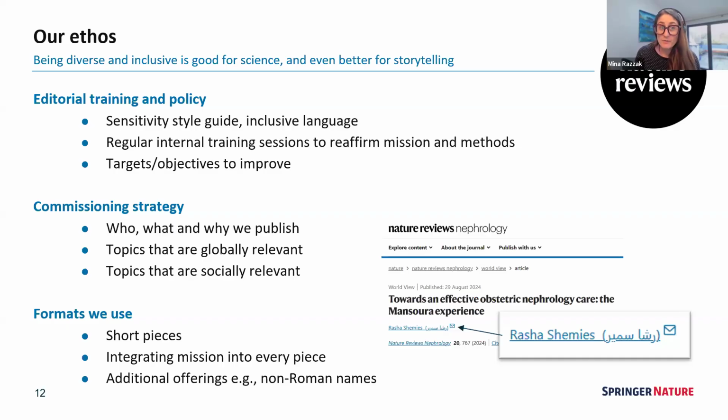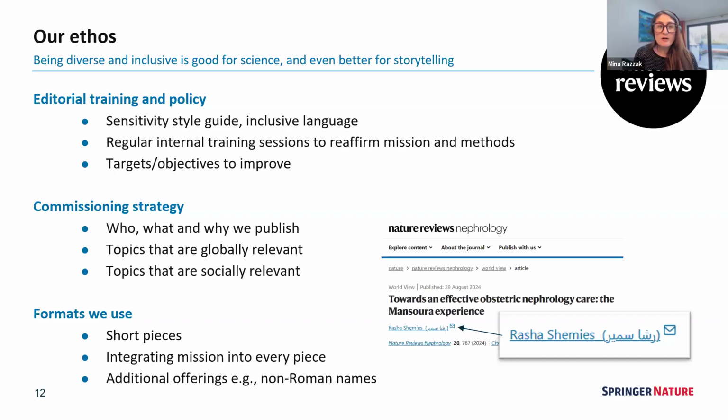and we think about the way we train our editors. For example, we have sensitivity style guides, inclusive language education for our editors. We regularly meet as a team of editors to reaffirm our mission and our methods and how we tell our stories. And we also have targets and objectives to improve our editorial training and to reaffirm those objectives.